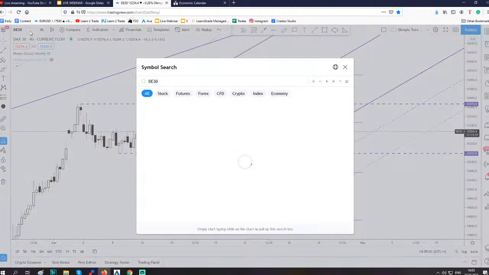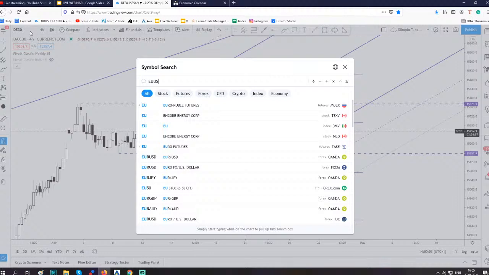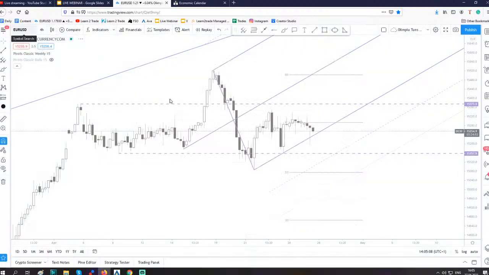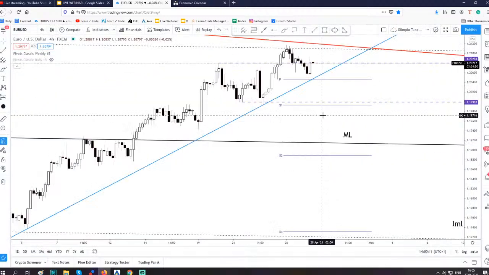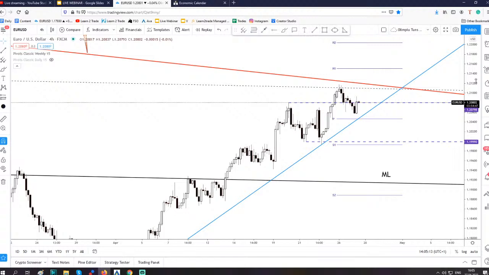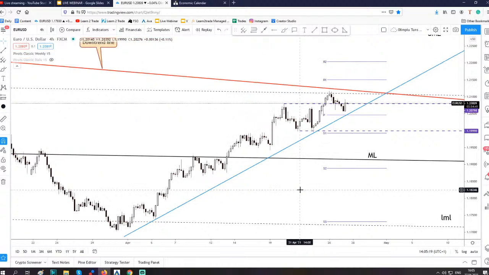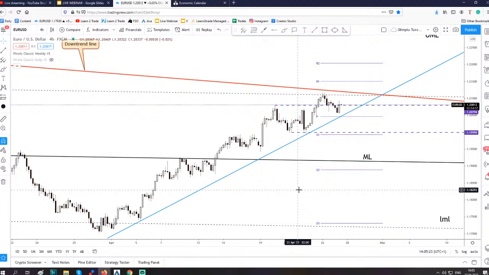Yes, the euro versus the US dollar. So we are long on this one as well, on euro versus the US dollar. The signal was sent into the VIP Telegram group, as I said at the beginning of this webinar.